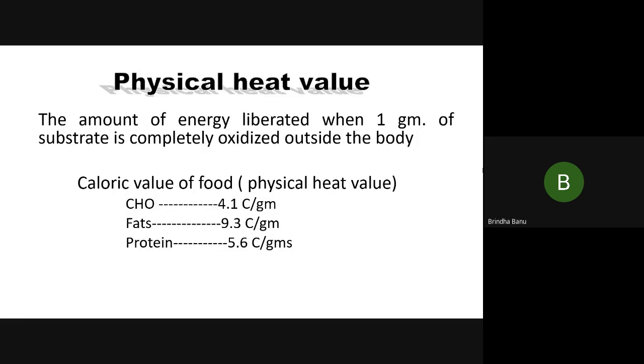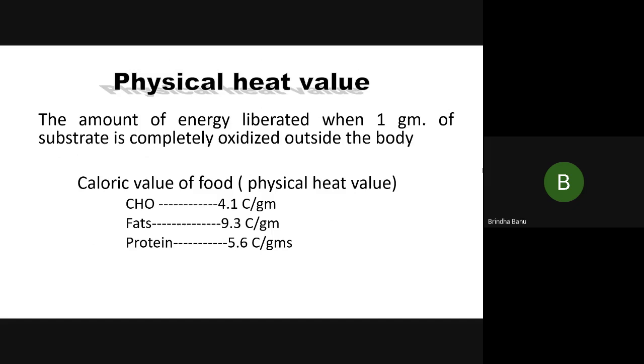So physical heat value. You can find the physical heat value by the amount of heat energy liberated when 1 gram of substrate is completely oxidized outside the body. So that is the thing that can be calculated outside the body, how a caloric value of a food can be calculated. So for example, when you take some grams of carbohydrate, we should know how many calories are present in a carbohydrate. So per gram of carbohydrate contains 4.1 calories. Same ways, 1 gram of fat contains 9.3 calories. Of course, protein contains 5.6 calories.